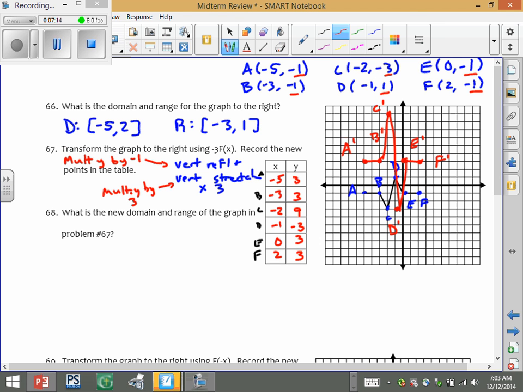So the domain and the range of the new graph. So the domain now, we're still going from -5 up to +2, right? All of our moves were vertical, which means the range is the one that's going to be affected. So the new range is actually going from -3 all the way up to +9.